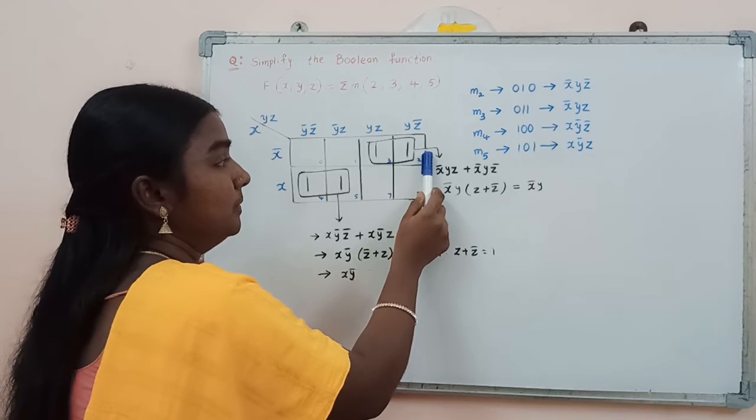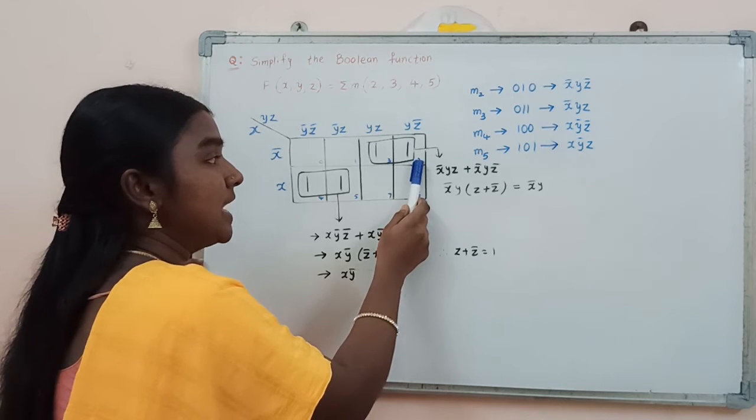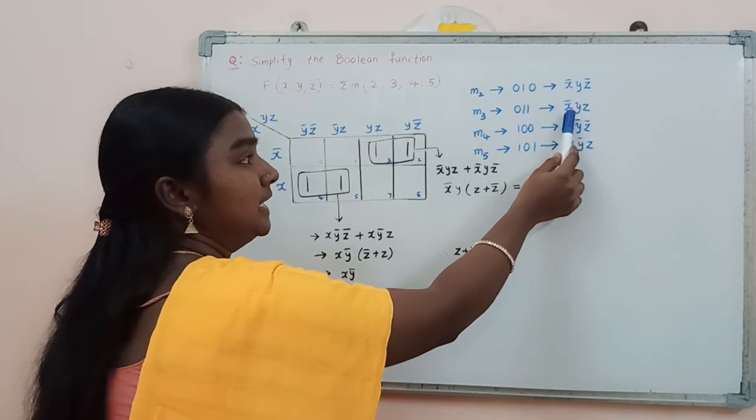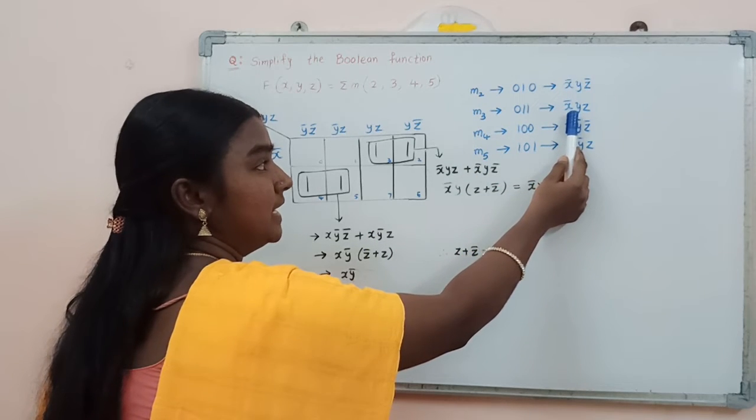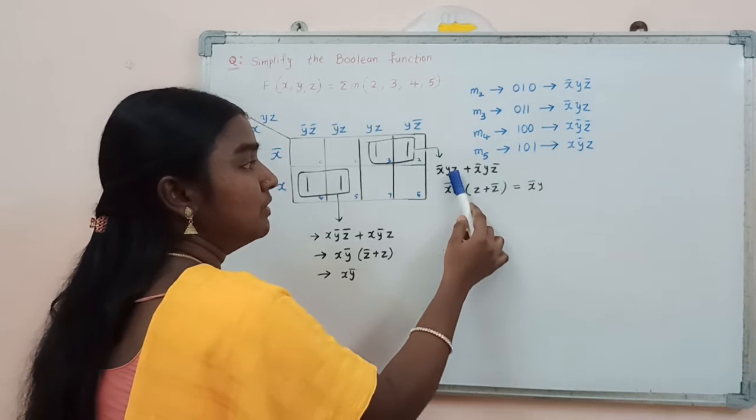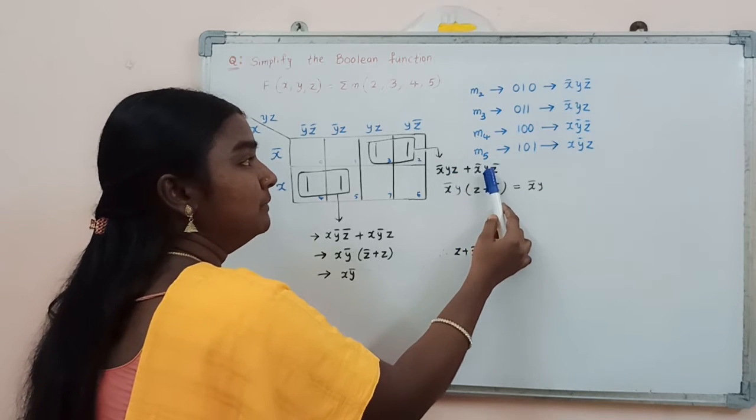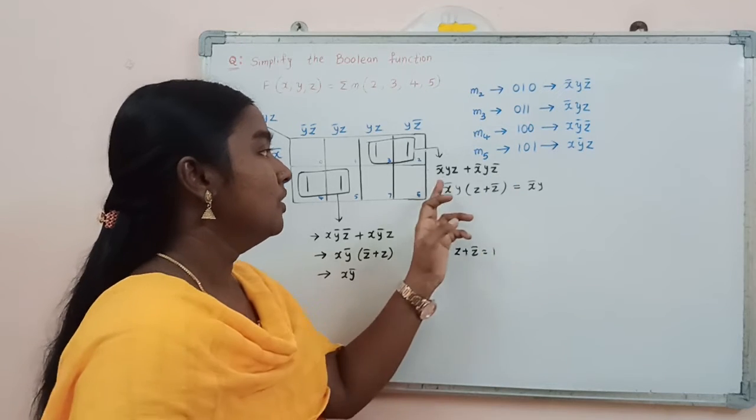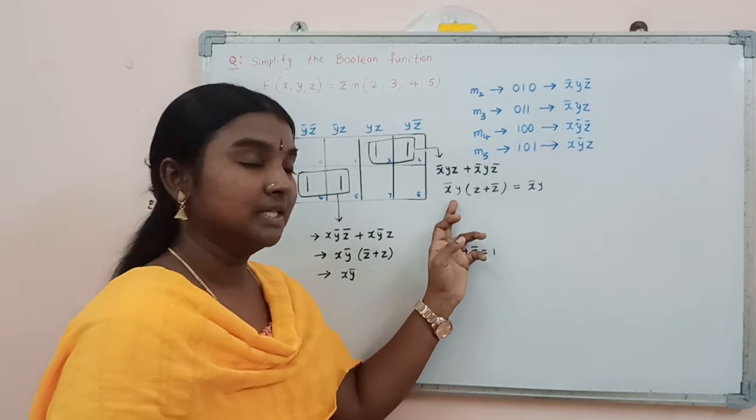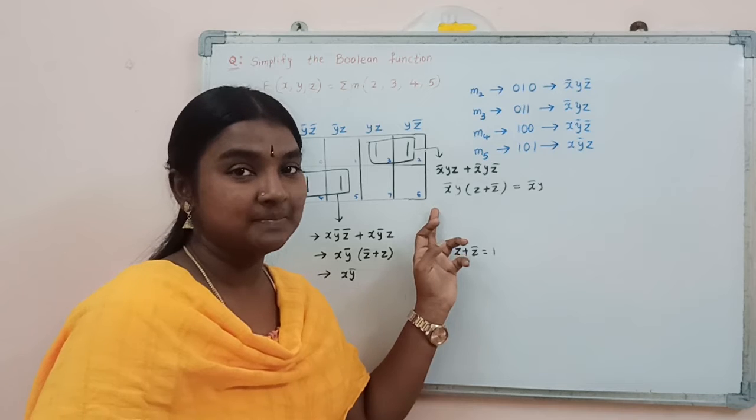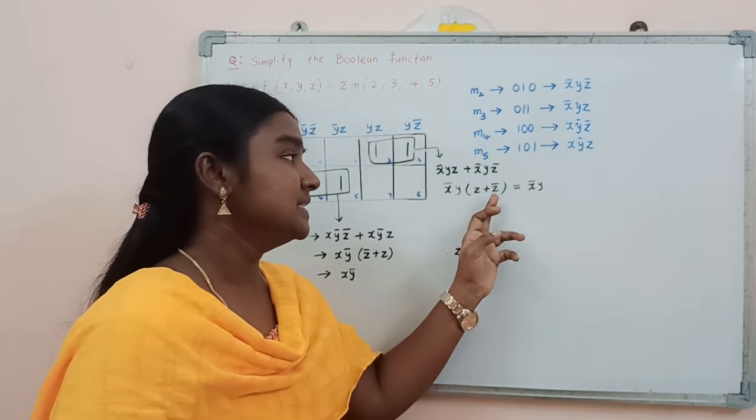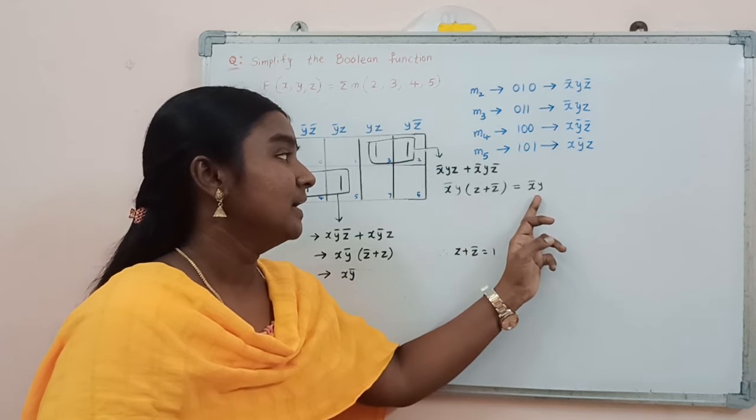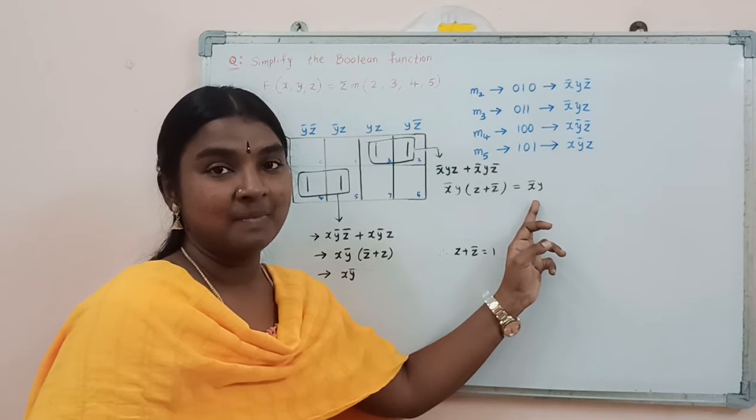Coming to this group, we are combining minterms m2 and m3. We know that the m3 minterm expression will be x bar y z. And the m2 expression will be x bar y z bar. So in these two product terms, the common variables are x bar y, and z plus z bar will be equal to 1. So for this group, the product term will be x bar y.